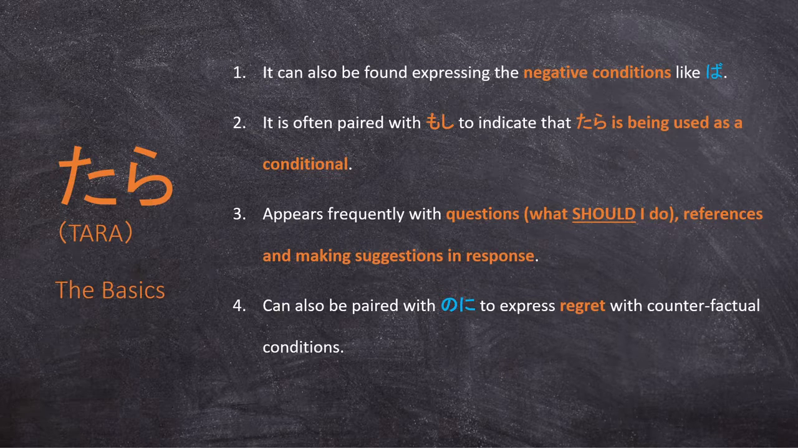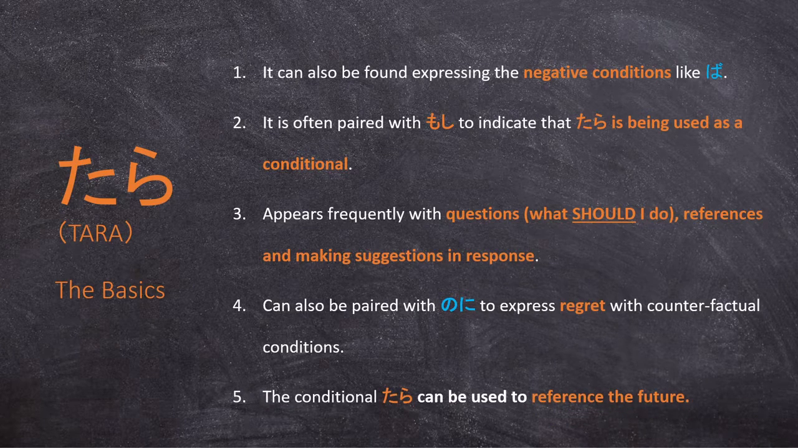That is perhaps the most important thing that you need to remember about it, but when you want to express regret, you can always pair it up with noni. And finally, we can also see, in everyday Japanese, both spoken and written, that the conditional tara itself can be used to reference a certain thing or event in the future. And this is also very, very frequent in modern Japanese.